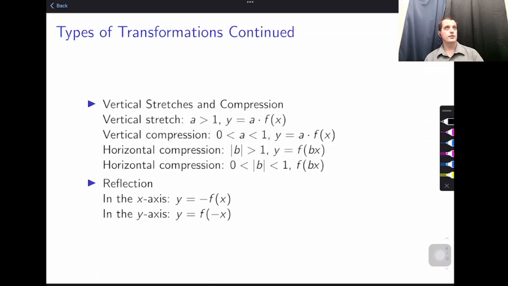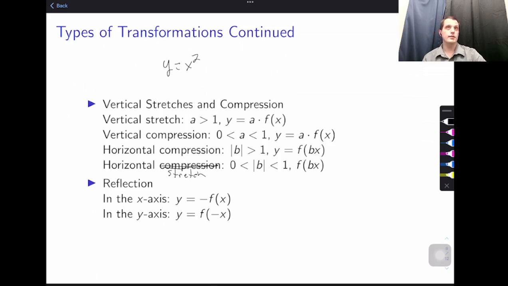And there's more transformations. So we also have vertical stretches, vertical compressions, horizontal compressions, and horizontal, well, I just wrote that twice, okay. This bottom one should say stretch. Okay. So I'm going to just go over the vertical ones, just using our y is equal to x squared.